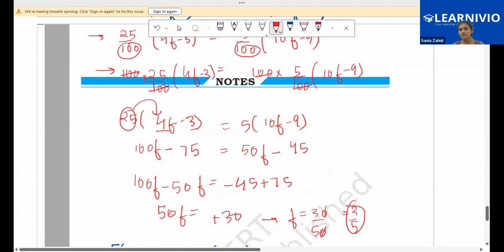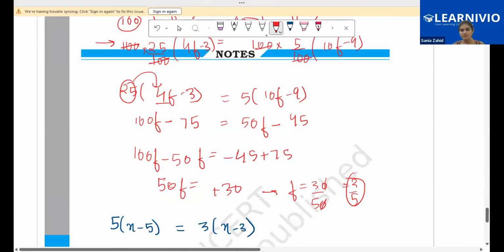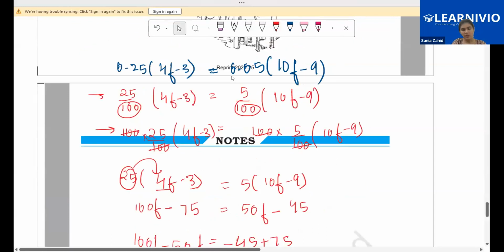Ma'am, I have a question, ma'am. Yes, Duha. Ma'am, we can just directly multiply 0.25 and 0.05 with 100, right? You can directly multiply also, that's also correct.